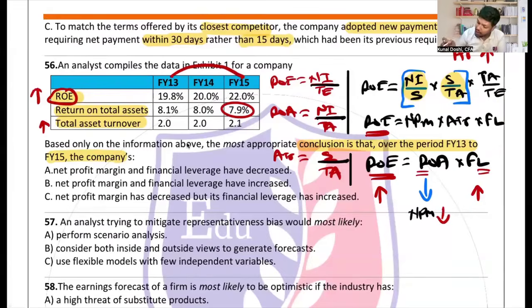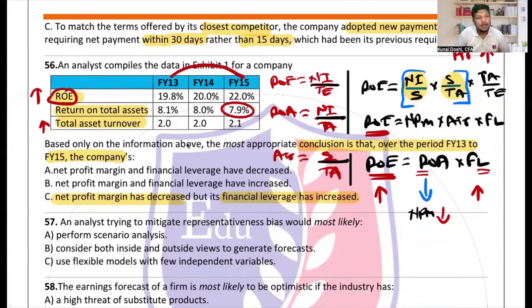So the only reason your ROE is increasing is not because of ROA, but because of financial leverage. Within the ROA, can I say your asset turnover is increasing, but net profit margin might not be. That's why ROA is going down. So what will be my conclusion? Net profit margin, financial leverage, both are decreasing? No. Net profit margin, financial leverage, both are increasing? No. Net profit margin is decreasing, correct? But financial leverage has increased.